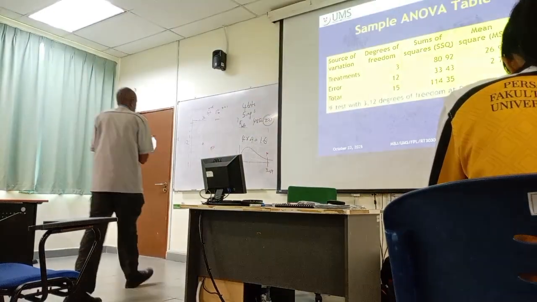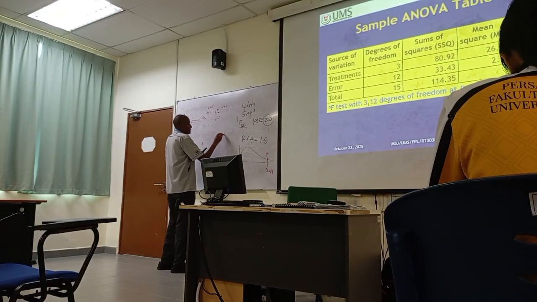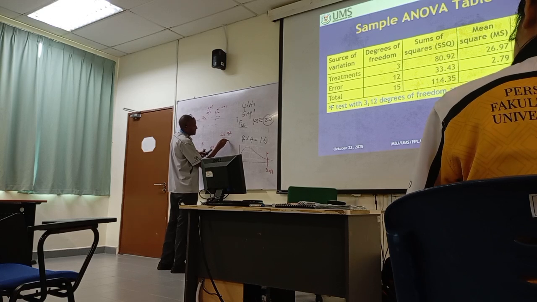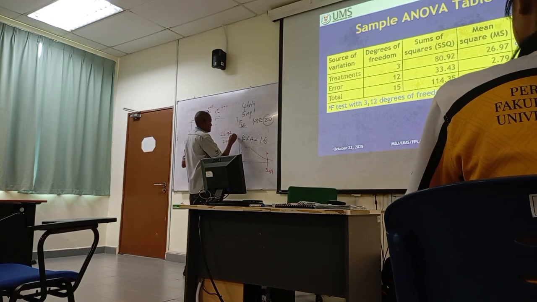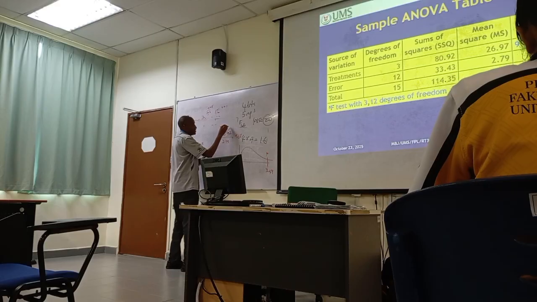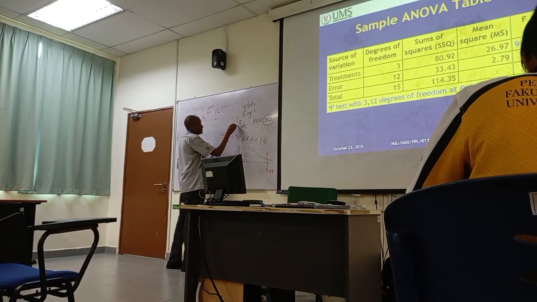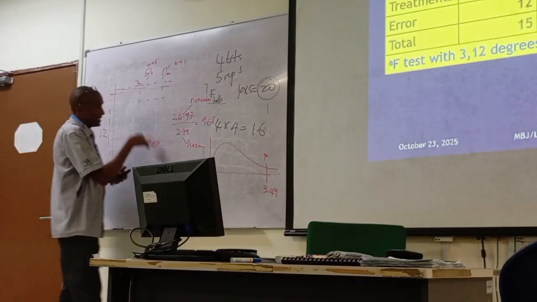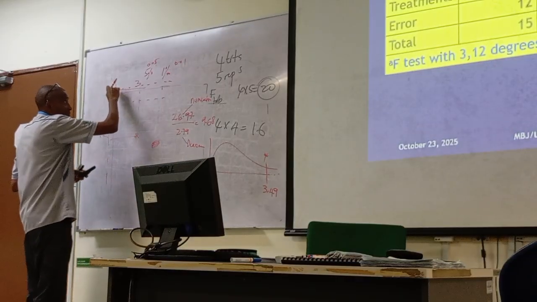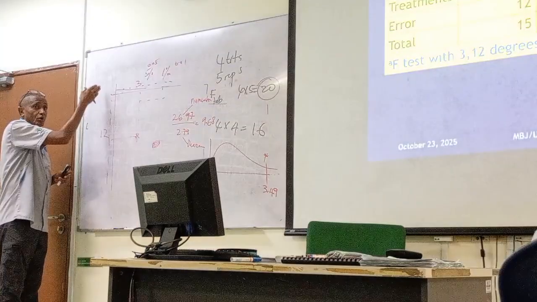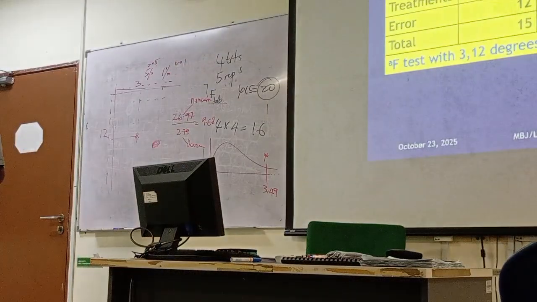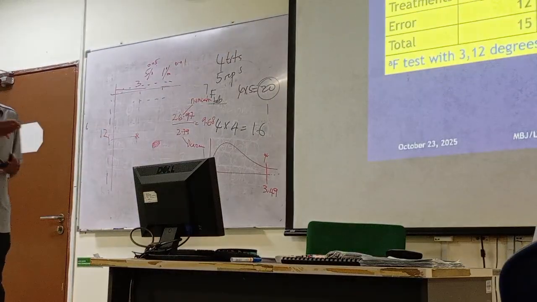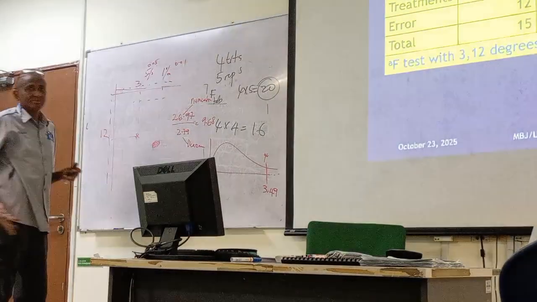Okay, you can see here, 26.97 divided by 2.79 equals what? 9.68. This is your numerator, and this is your denominator. So that's why in the F table they will put here degree of freedom for numerator, degree of freedom for denominator. 12 and 3 cannot. Should be 3 and 12.